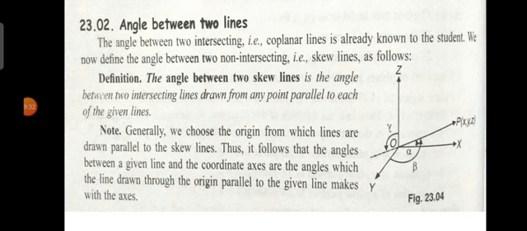Now, how will you find the angle between 2 lines? The angle between 2 intersecting or coplanar lines is already known to the student. We also define the angle between 2 non-intersecting lines, that is skew lines. The angle between 2 skew lines is the angle between two intersecting lines drawn from any point parallel to each of the lines. So you have to remember what the angle between two lines is, and know the definition.